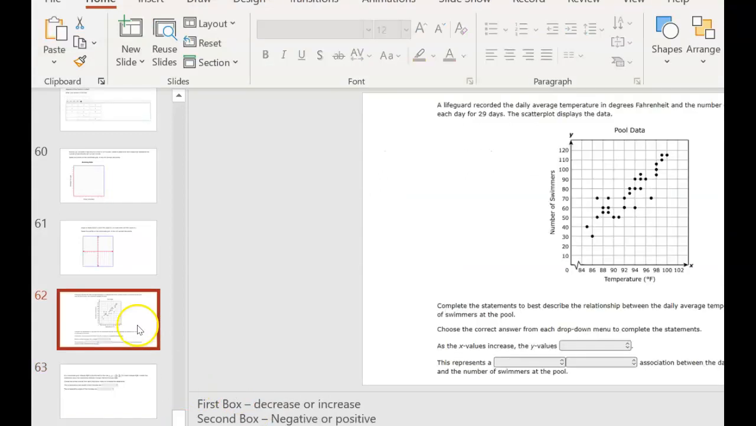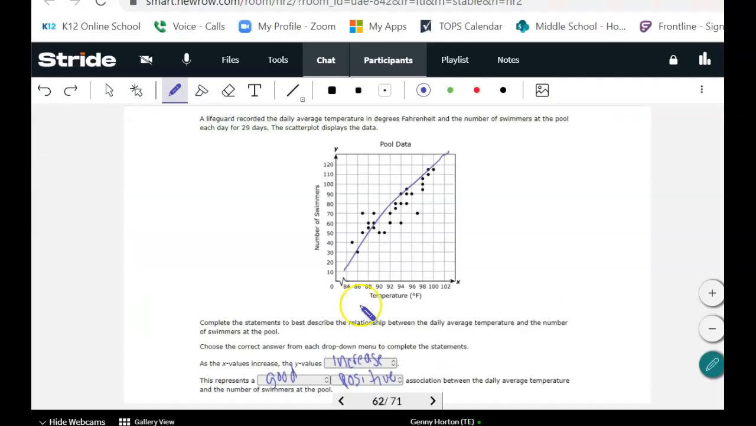So that one actually, the first box was a decrease or increase, that's correct. The second one is negative or positive. So this represents a positive, and then this third box was either linear or nonlinear. That would be linear because they're tight enough together, okay? So this is a linear association. Sorry about the confusion there.